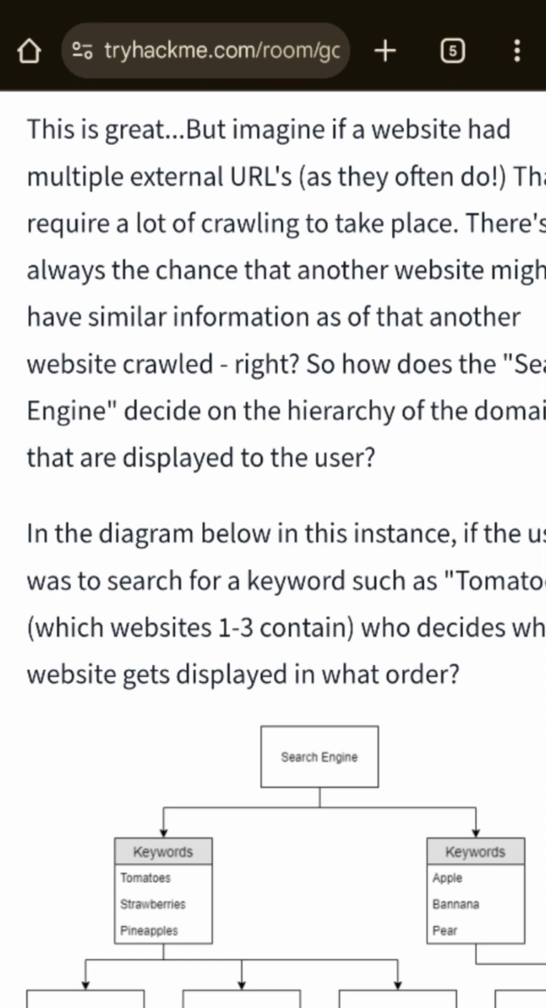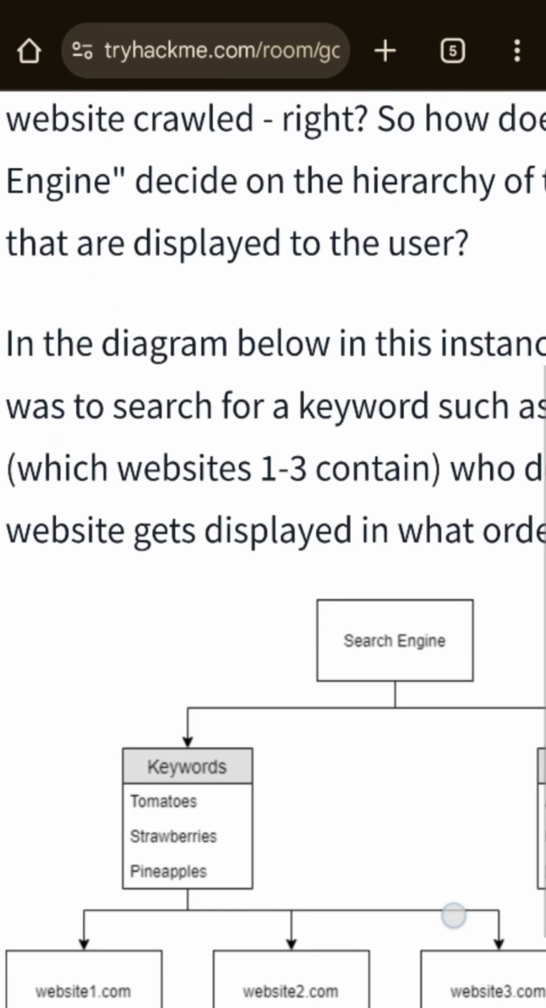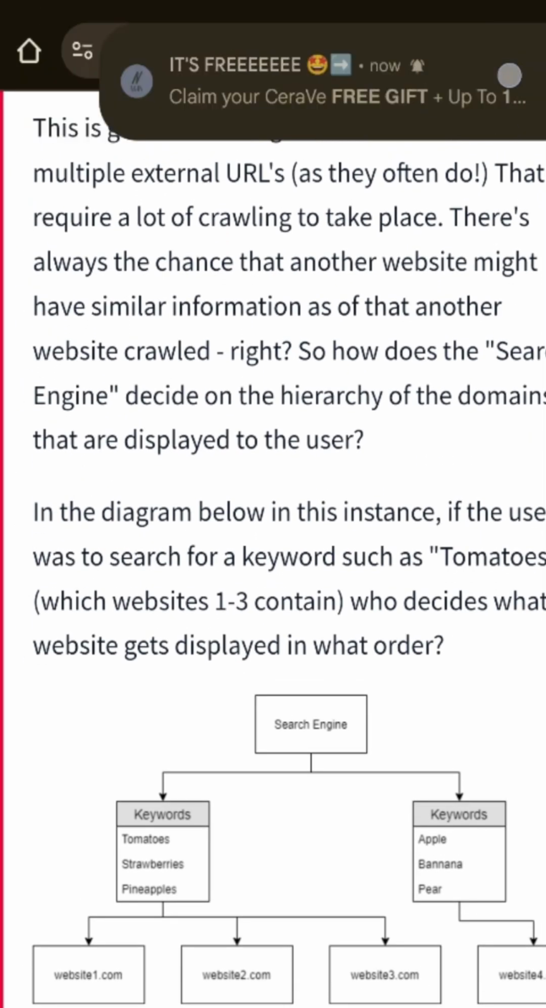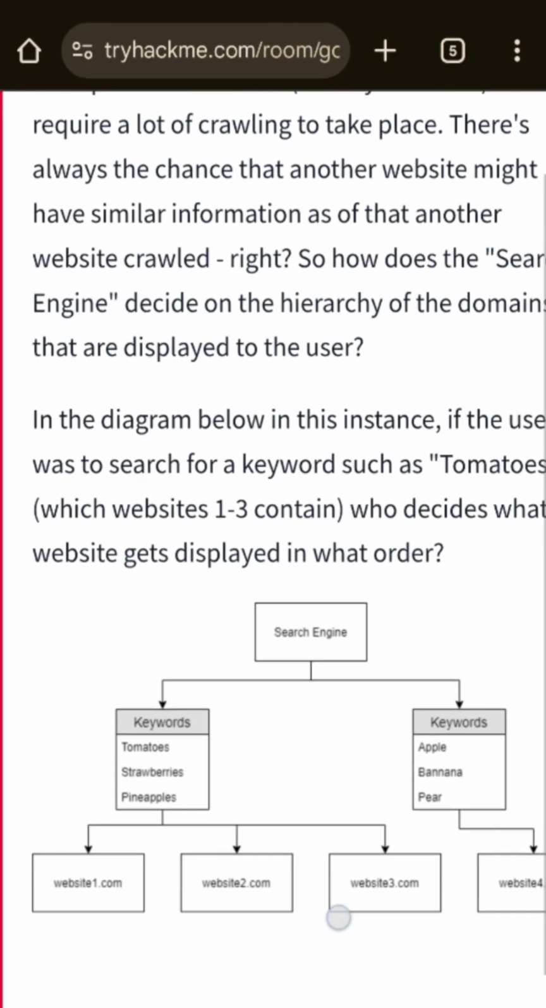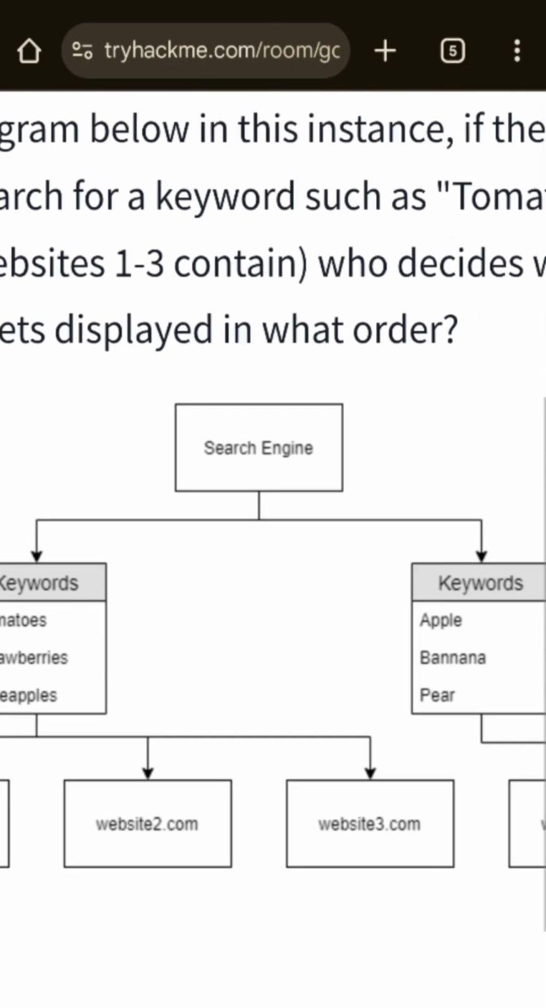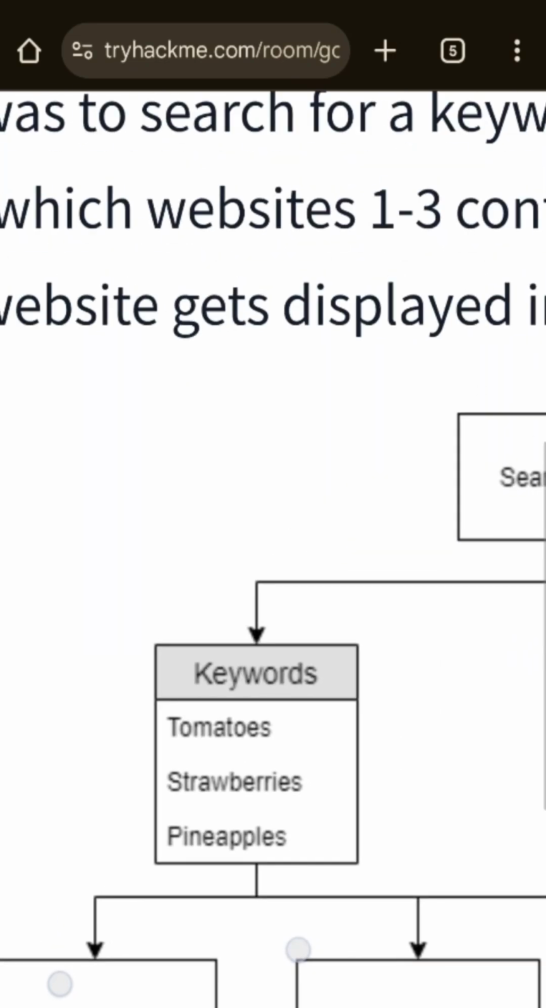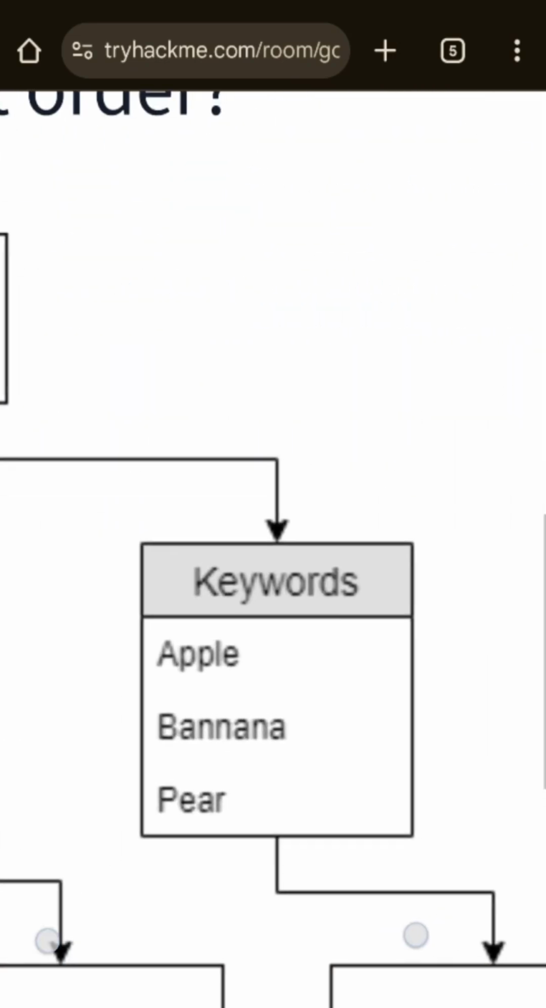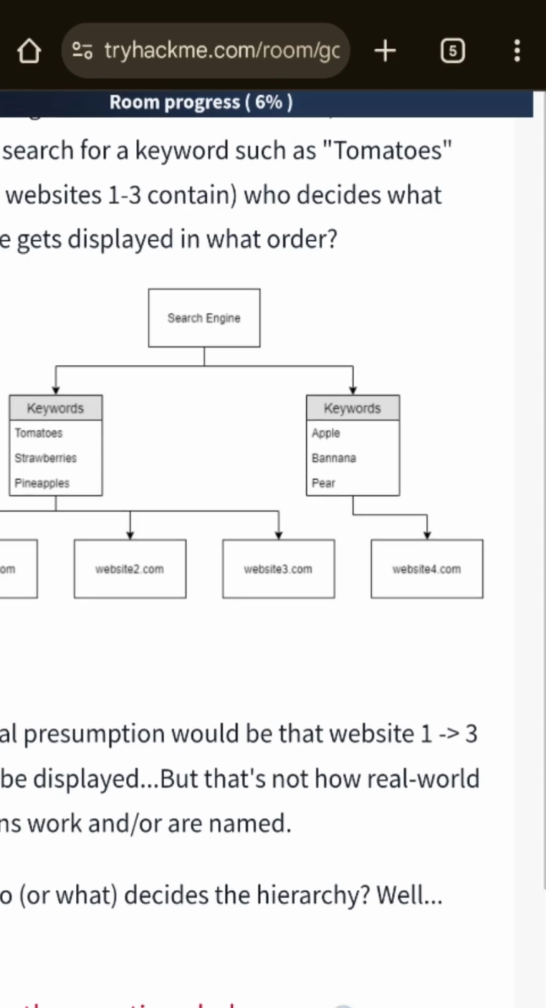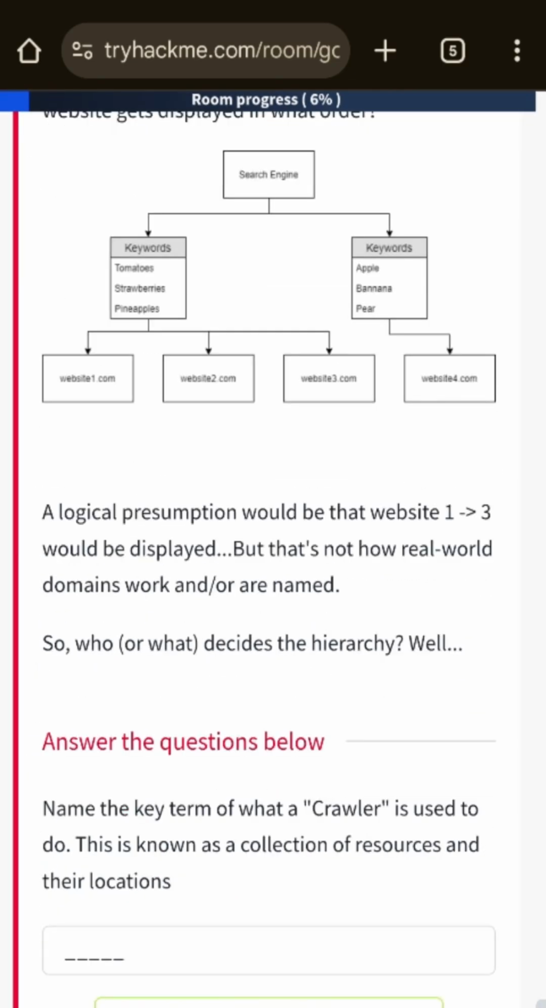So this is where we can get technical. There are a lot of websites like website 1, website 2, and website 3, and they all have the same keywords. And for apple, banana, there is only website 4. A logical preassumption would be that websites 1 to 3 would be displayed, but that's not how real world domains work and are named.